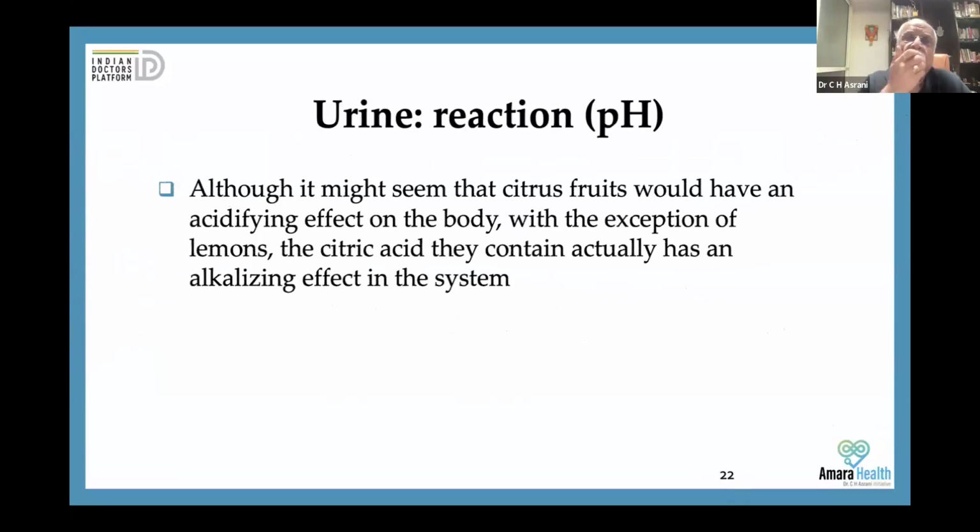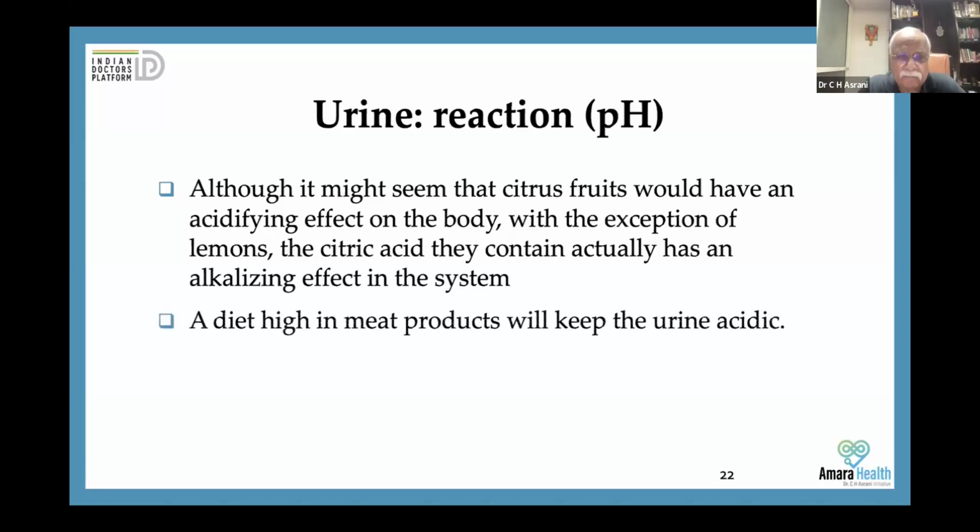Although it might seem that citrus fruit should have an acidifying effect, we all think, oh, citric acid, it should acidify. No. Citrus fruits make the urine alkaline, except lemons, plain old limbu. The citric acid they contain actually has an alkalizing effect in the system. So lemon will be acidic, all other citrus fruits are alkaline. A diet high in meat products, red meat, chicken, beef, pork, or fish will keep the urine acidic.